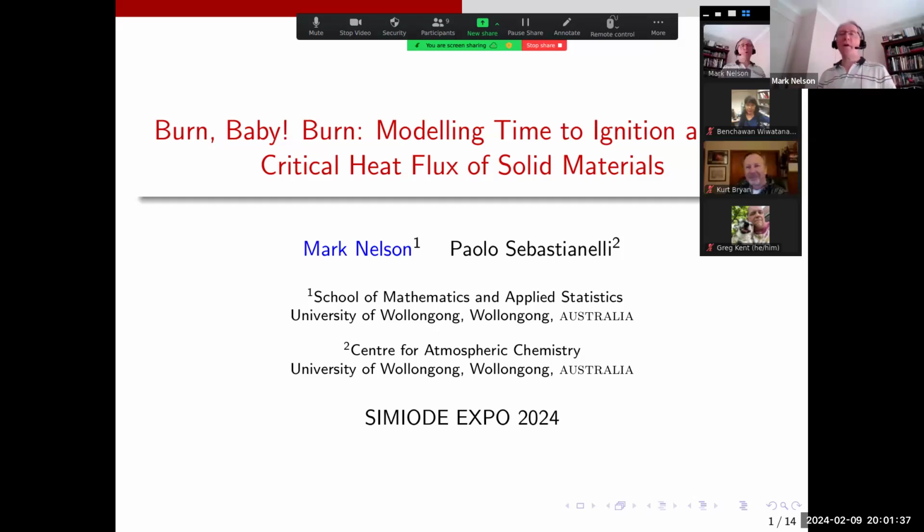So when fire engineers or fire scientists are trying to understand how household materials like books or sofas or clothing will ignite and combust, they have to do small scale experiments. And today's talk is about a very simple equation that's actually used in fire engineering to analyze experimental data.